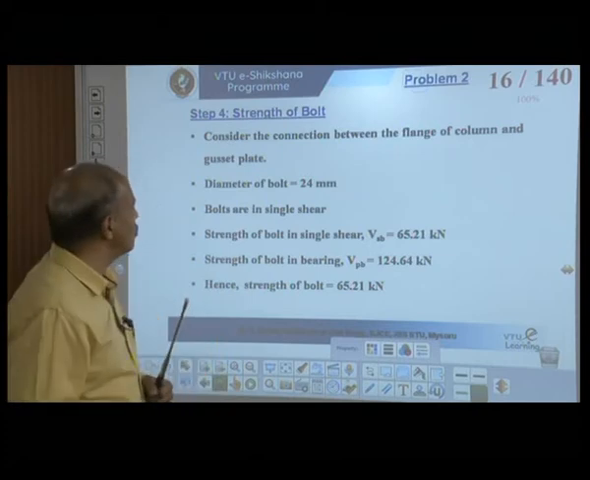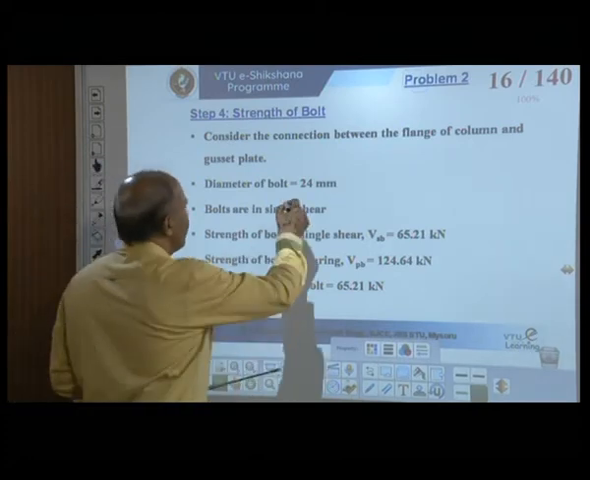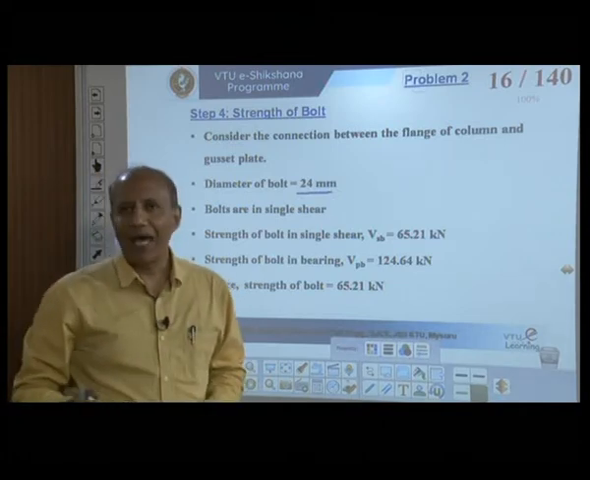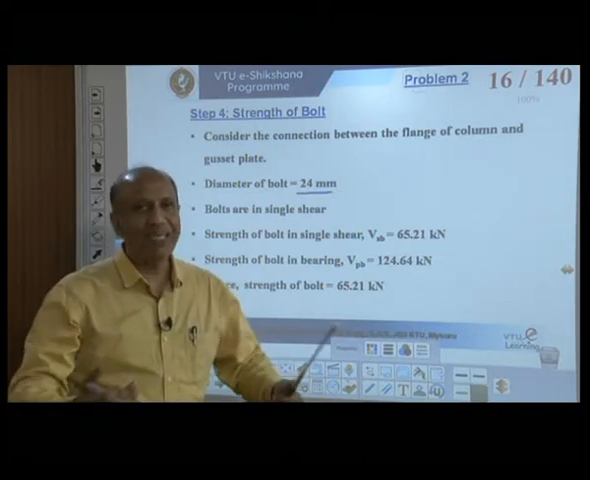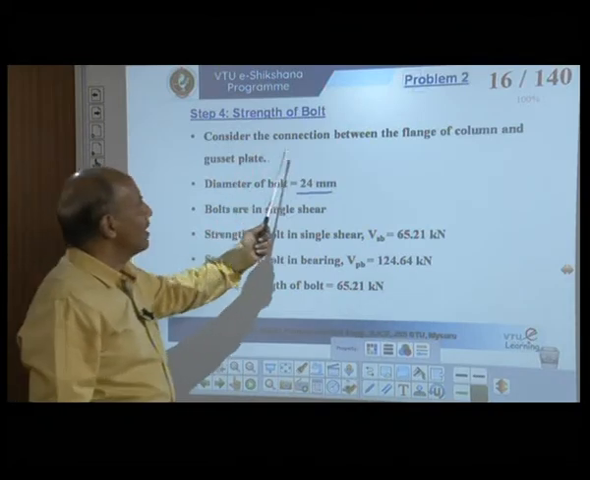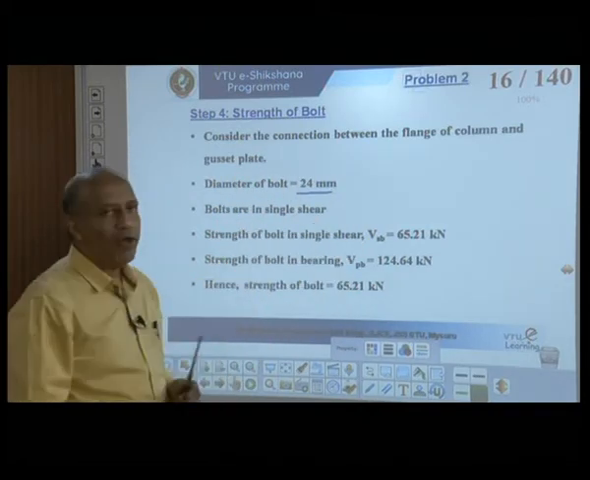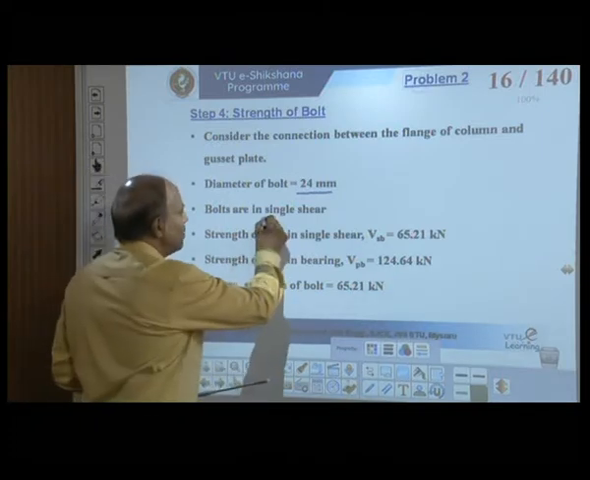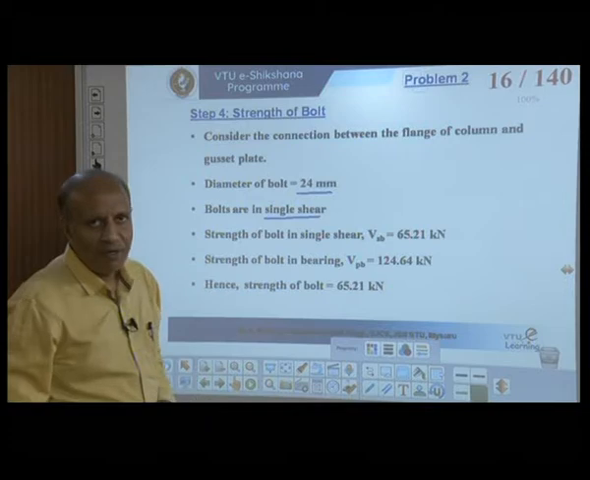Please understand, we have assumed in this particular case a diameter of 24 mm, which has been given in this problem. Now, we are just talking about the connection between the column flange and the gusset plate. You need to understand that the bolts here are in single shear.